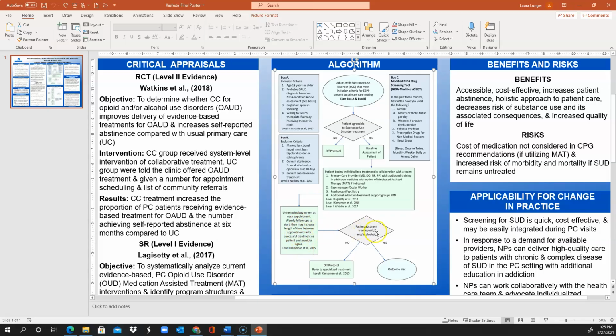And then the last part of her algorithm is a diamond. This decision is saying, is the patient abstinent from opioids and or alcohol? If yes, the outcome was met. If no, they're off protocol and you're going to refer them to a specialized treatment. And that's where she got that information from, her level 1 evidence.